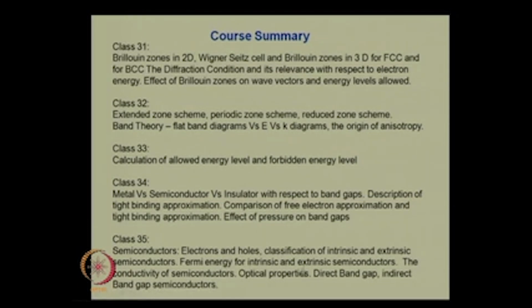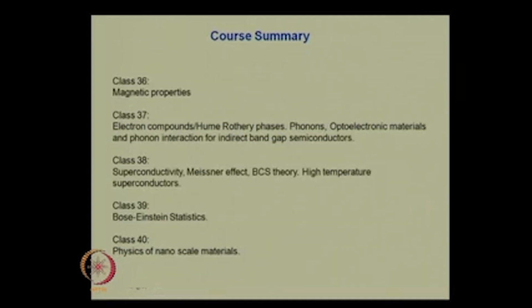extrinsic. In this context, we also looked at optical properties, and we looked at direct band gap and indirect band gap semiconductors, and they are used for optoelectronic materials. In the last few classes, we looked at magnetic properties in detail. We tried to understand what the properties are, what the features of these magnetic properties are, and also how the density of occupied states that we have understood through this course helps us understand magnetic properties.